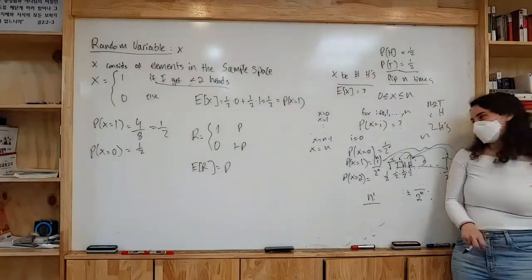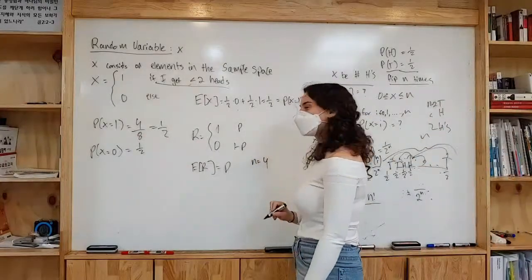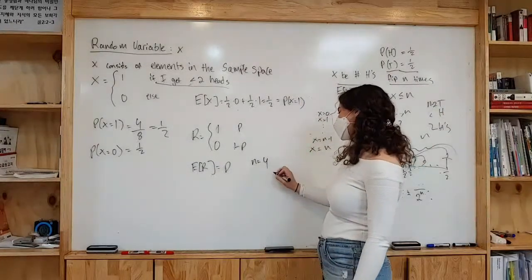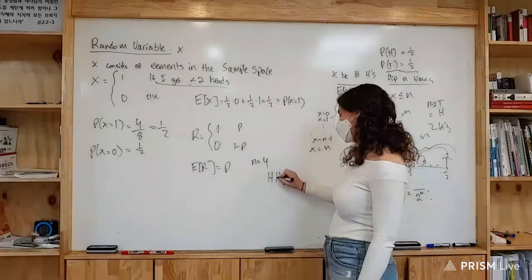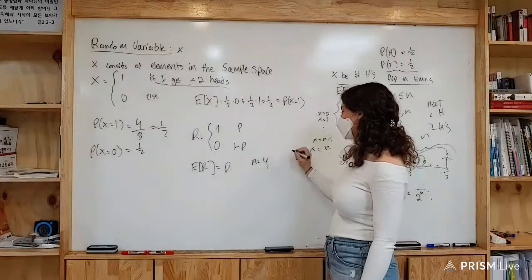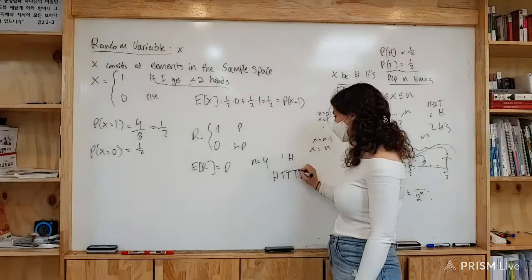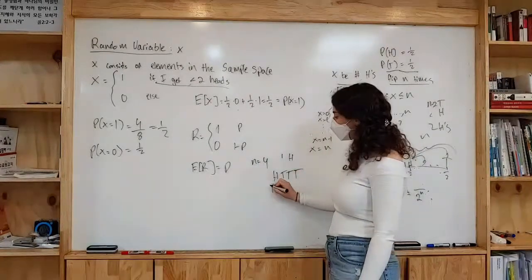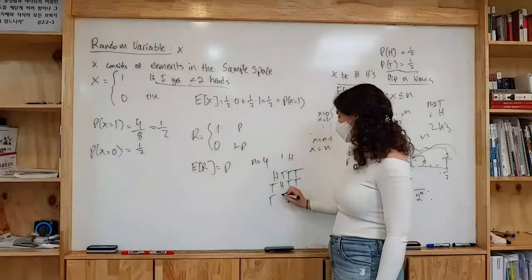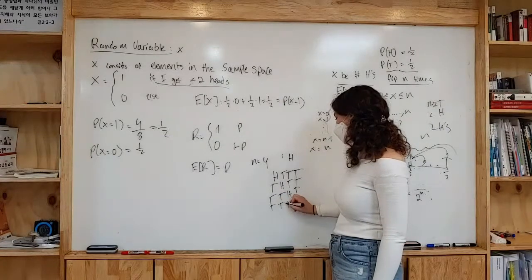Okay, alright. Let's go back. Let's say n equals 4. Okay? I have 1 h. H, t, t, t. T, h, t, t. T, t, h, t. T, t, t, h.